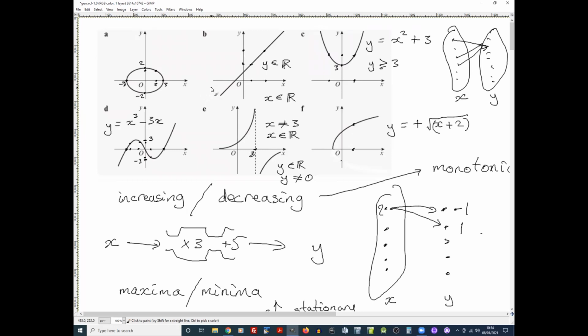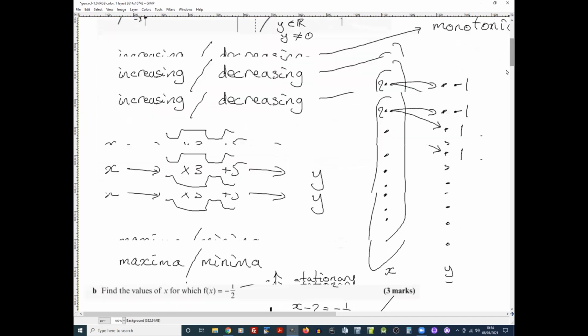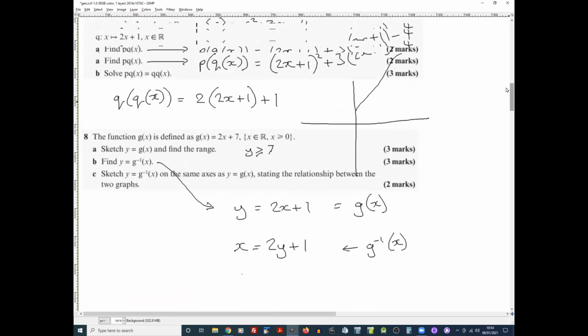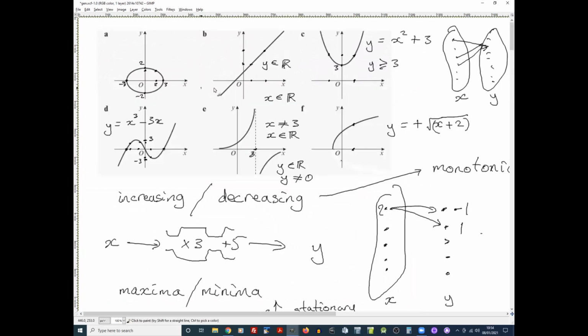Are they a reflection in an axis or something? Absolutely, or not an axis, actually. Are they a reflection in y equals x? Exactly, precisely because that's what's happening. We're flipping x and y. So if for any point on the graph you exchange the x and y coordinates, what you're effectively doing is reflecting in that line there.